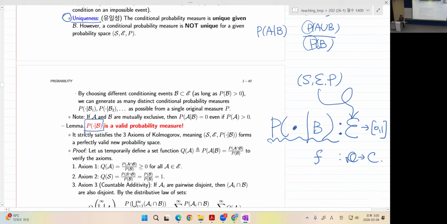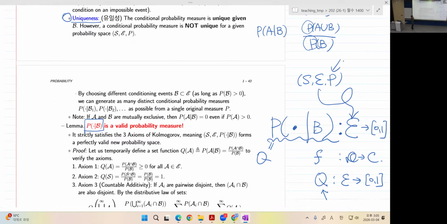If you really dislike that, let's call this Q. So Q from the sigma algebra E to the interval 0, 1. Now what is this one? As P was, now this Q is also a set function. So from now on, you no longer consider conditional probability as something divided by something else. You are now going to view conditional probability as a set function, and its domain is the same as your original probability measure.